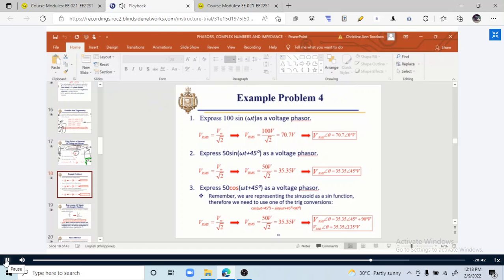So moving on. So where are we now? We have this one: express 100 sine omega t as a voltage phasor. If we are going to express this as a voltage phasor, we have VRMS. So we need to convert our VRMS first, in order for you to come up with the phasor domain value.